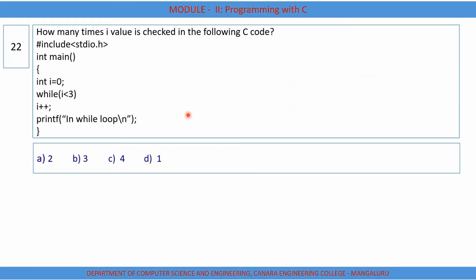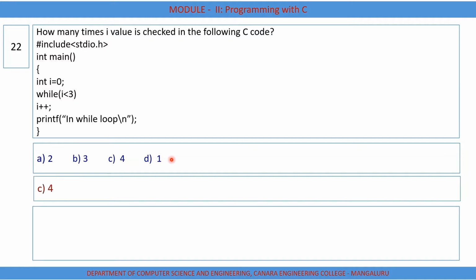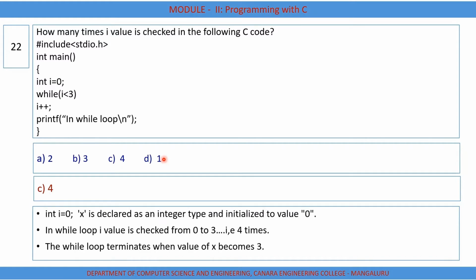Now, how many times is the i value checked in the following code? Option A, 2 times, option B, 3 times, option C, 4 times, option D, 1 time. So now here the i value is 0. While i is less than 3, the condition is checked, that is 0 is less than 3. So the condition is true. Control will come inside the while loop and the body of the loop is executed. The i value will be incremented by 1.